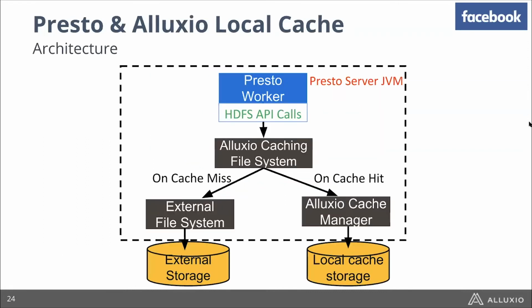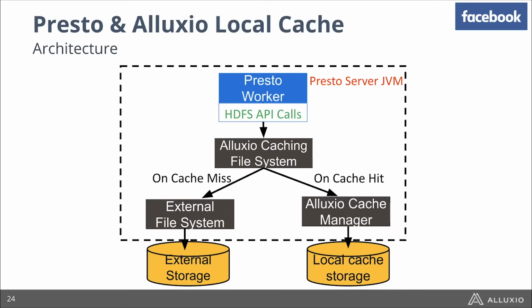For the collaboration with Facebook, Alluxio originally, as mentioned, is a full feature distributed system. But for this collaboration, I will focus on the development with Facebook to integrate Presto with a local library version of Alluxio embedded into Presto Workers. So this Alluxio local cache provides an HDFS compatible interface to Presto Workers. And this HDFS interface is backed by both the external storage and a local directory to store the cache data. On a cache hit, it will just fetch data from the local cache storage.